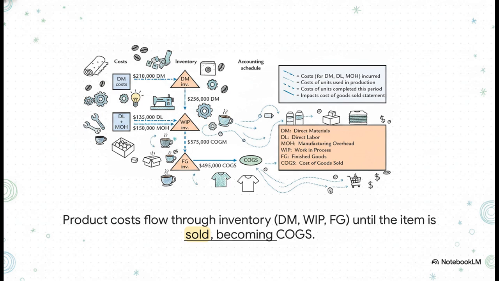You see, it starts with the raw materials, the beans. Then, as the coffee is being made, we add in the labor and overhead costs. When the cup is ready to go, its total cost sits there in what we call inventory. And here's the key moment. Its cost doesn't become an expense until someone walks up and buys it. At that exact moment, it becomes something called the cost of goods sold.